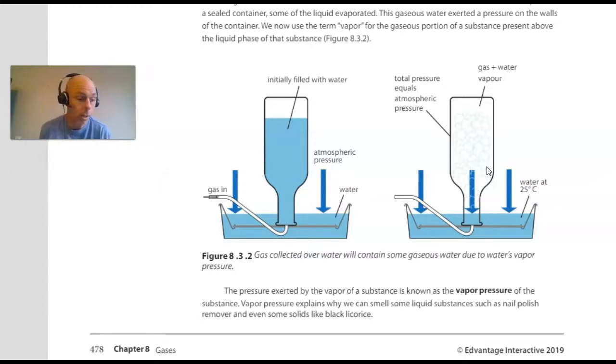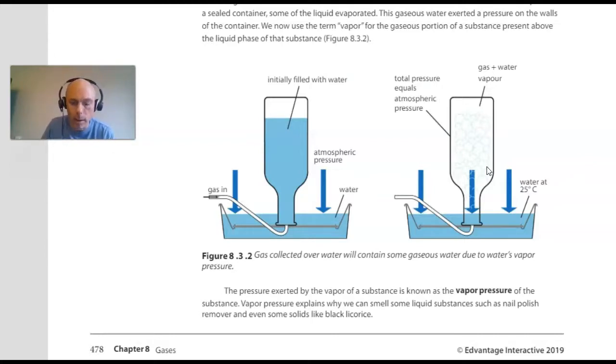So if we do 101.3, the total pressure, minus the vapor pressure due to water, 3.17 kilopascals, that's the pressure of the hydrogen gas in that tube. So we then know the pressure of the hydrogen gas. We might know its volume. We could calculate its moles because we know its temperature. We can do all sorts of great calculations using the ideal gas law.